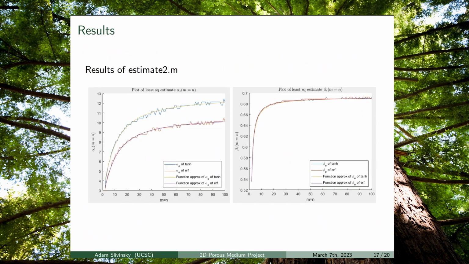Here we validate the results of estimate 2 and show that the inverse tangent functions are a good fit for the alpha sub e and beta sub e values as a function of the matrix dimensions n equals m. On the left we have the plot of alpha sub e, on the right we have the plot of beta sub e.